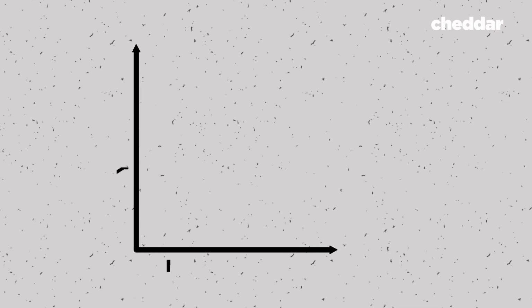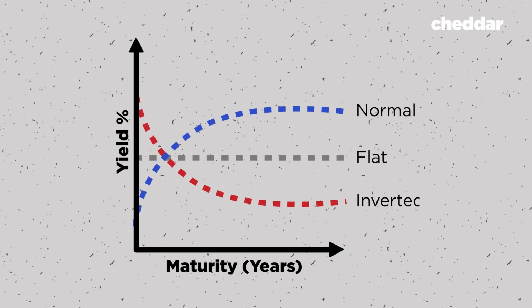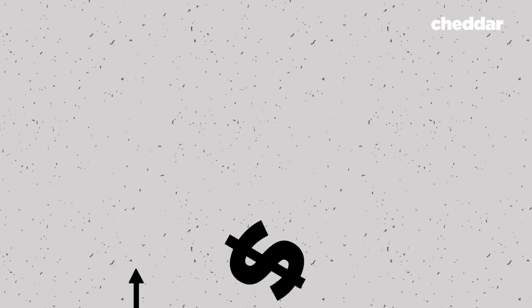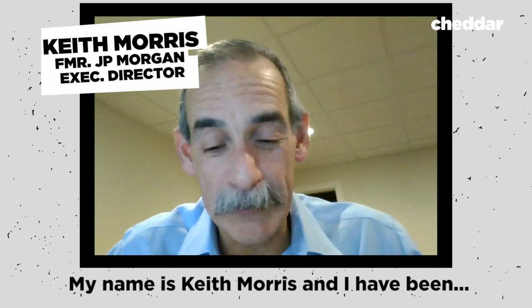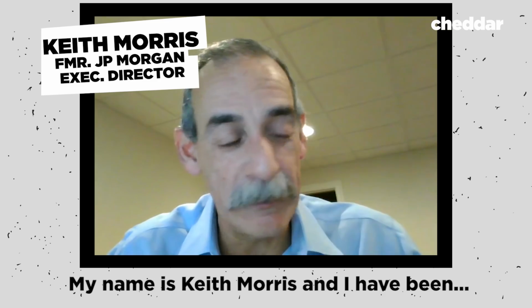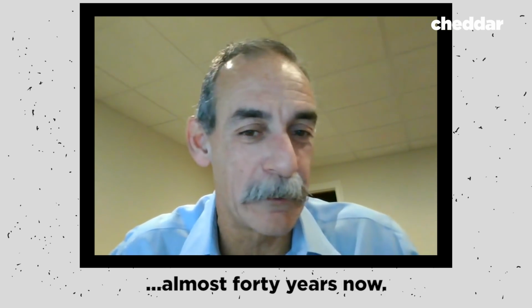When people talk about yield curves, they're talking about how much they get paid to hold bonds for various lengths of time. Bonds are essentially loans, say to the US government, that mature or come due at some point in the future. A yield curve plots the rate you get paid for each of the holding periods. My name is Keith Morris. I have been in the financial services business for almost 40 years now.